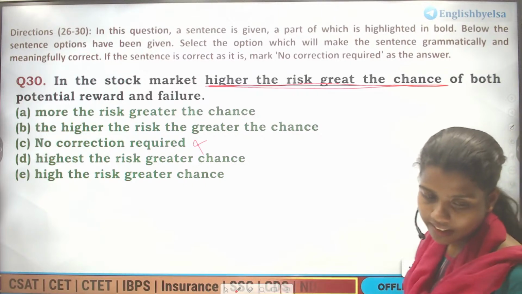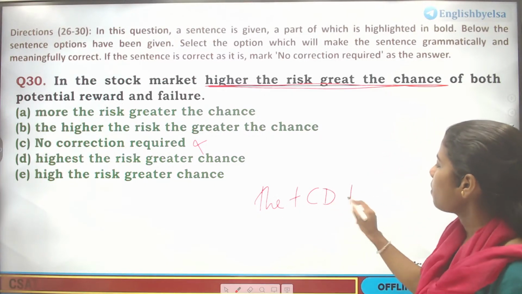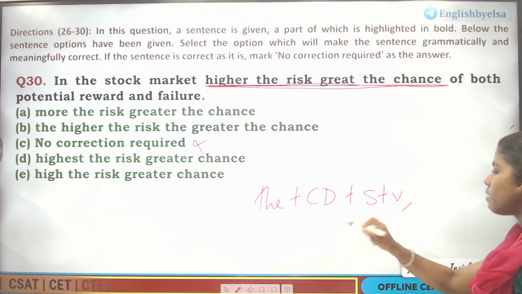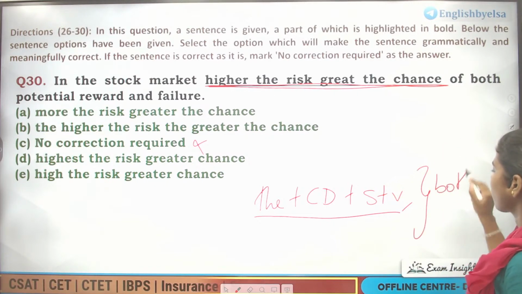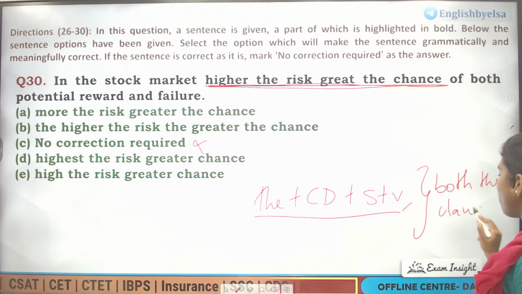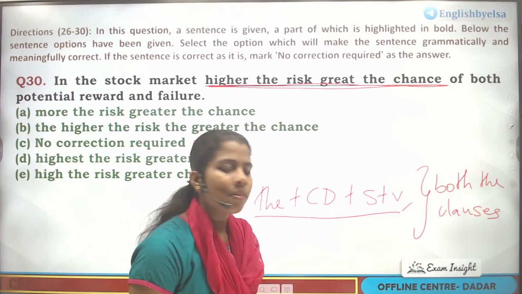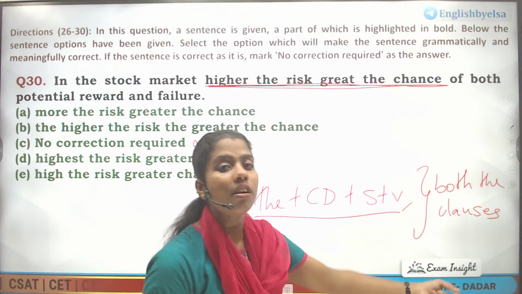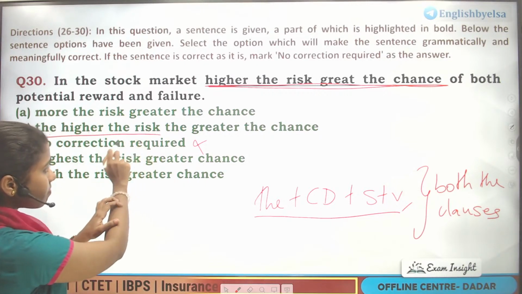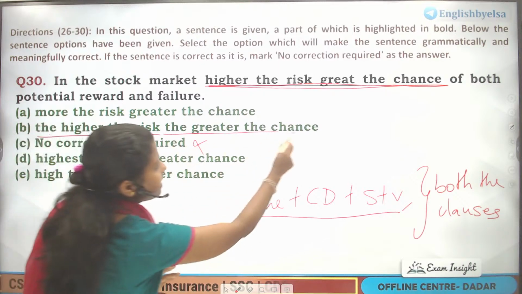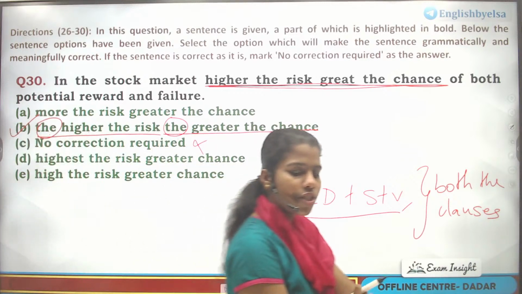The structure is, yes, Nandini, you are correct. The structure is the plus comparative degree plus subject plus verb, and the same should be followed in both the clauses. I've very well explained this in my batch, and in my ongoing batch also, I've explained this very clearly. You can see here, the higher the risk, the comparative degree, subject, verb, the greater the chance. This 'the' shouldn't be missed. That means option B is the correct answer for question number 30.